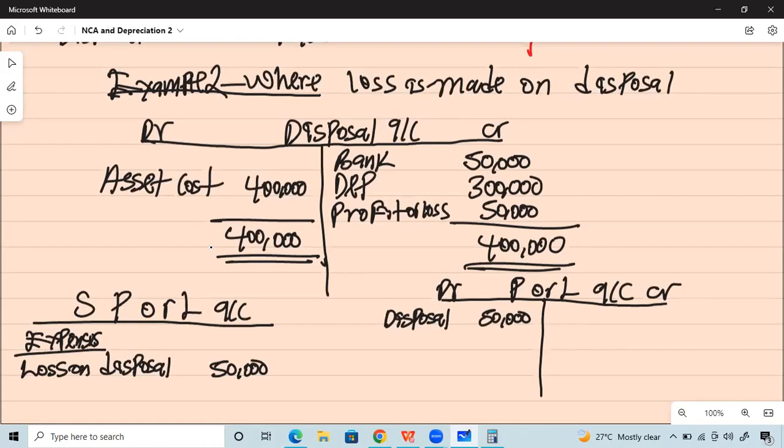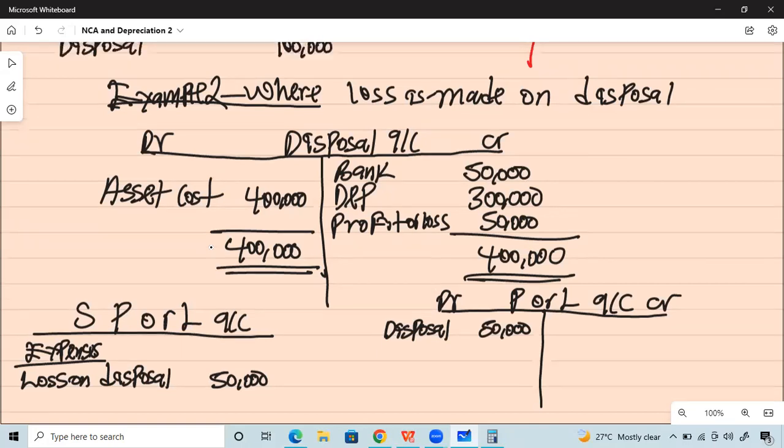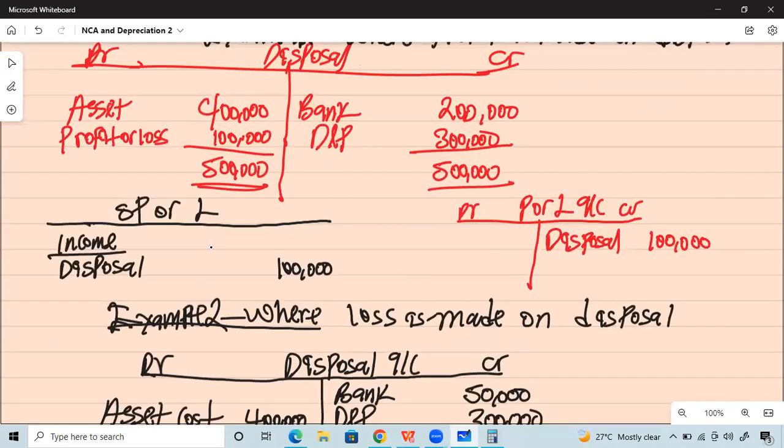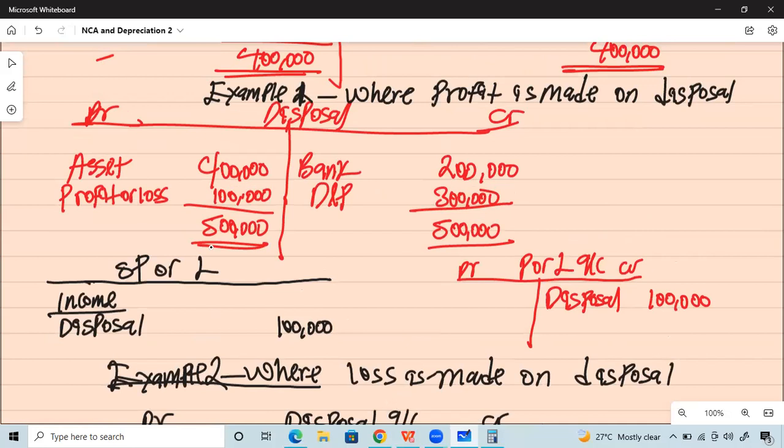So if we have a profit, the credit will be more than the debit. So we have solved those two examples now. Look at it now, where we have profit and where we have loss. When we have profit, the credit side of the disposal account is greater than the debit. But when we have loss, the debit side is greater than the credit side of the disposal account. So that is it.